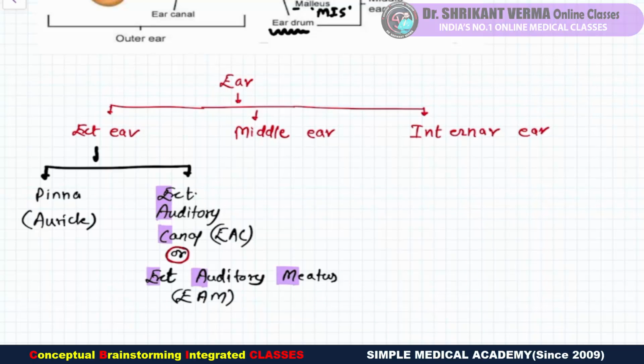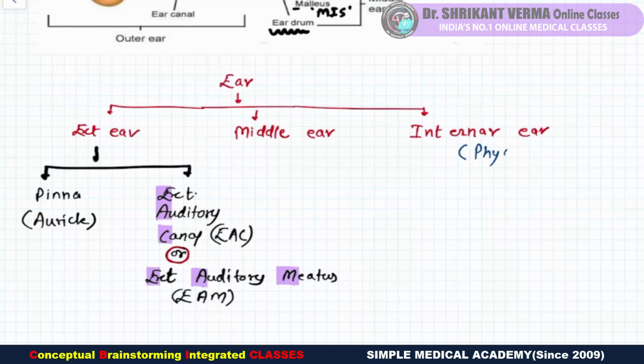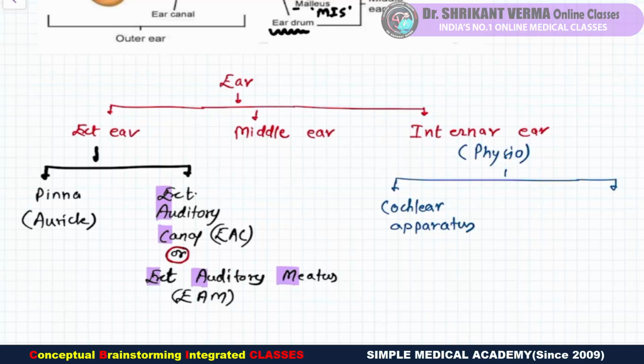Now further, step by step, the internal ear is having two different parts. We will see this internal ear in detail in the mechanism of hearing and mechanism of equilibrium. But a few points: the internal ear is having two parts. One is our cochlear part, the cochlear apparatus you can say, and another is the vestibular apparatus you can say. Getting the point?